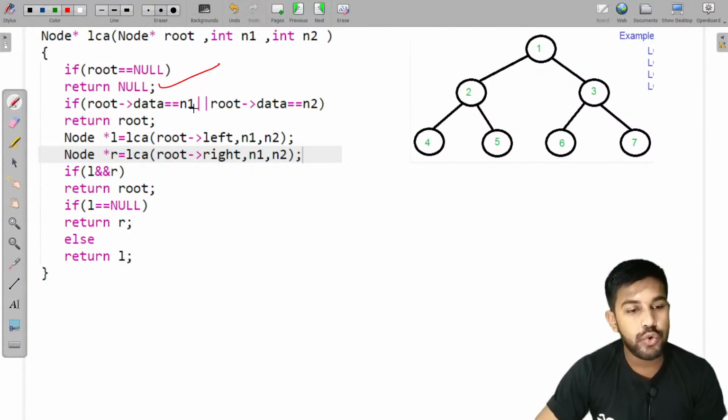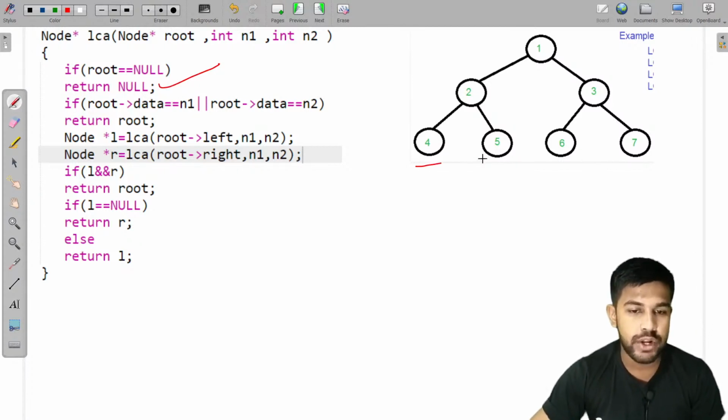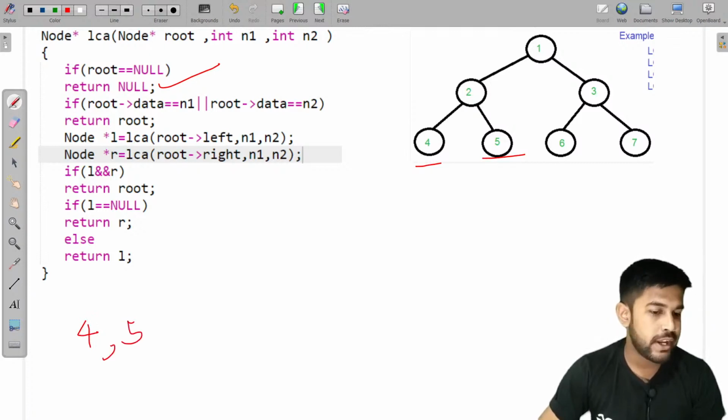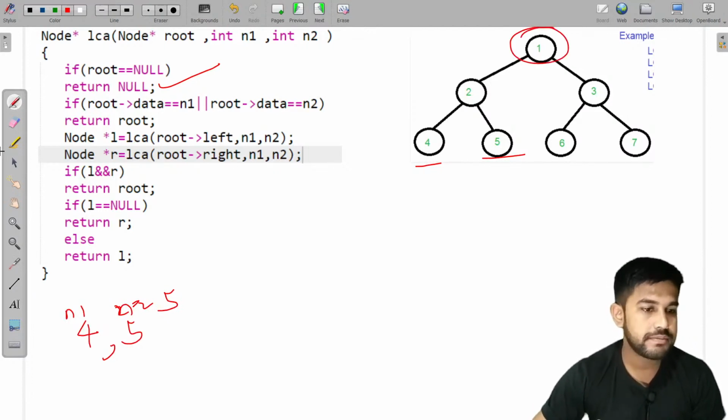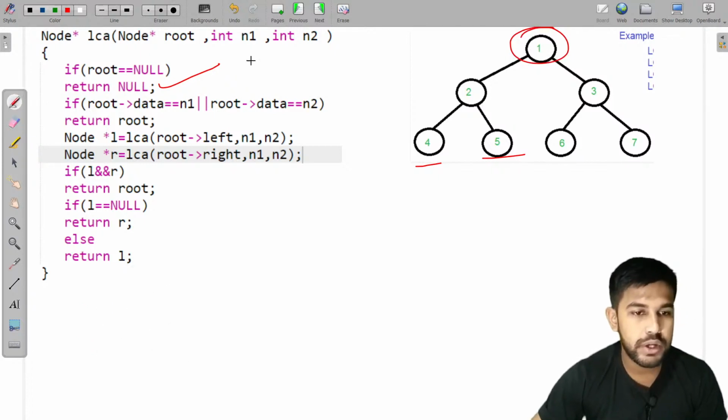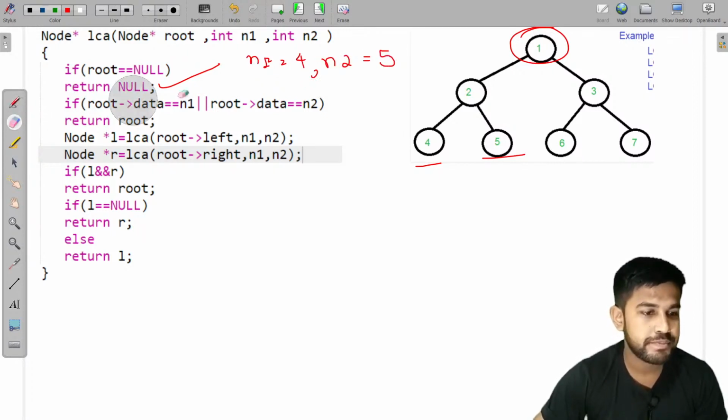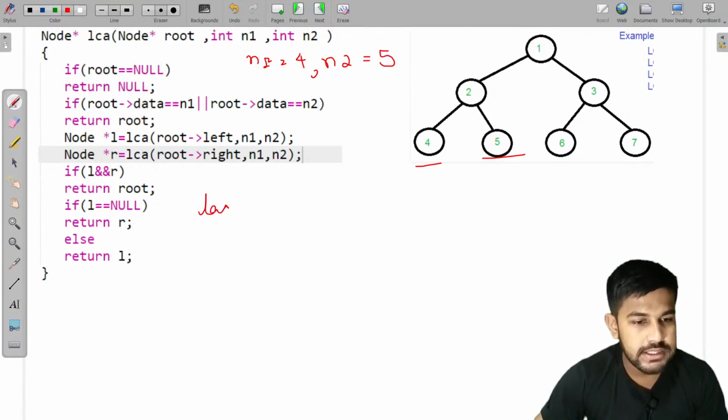Suppose the nodes are 4 and 5, so n1 is 4 and n2 is equal to 5. We would start from the root itself. Let us try writing this: n1 is equal to 4 and n2 is equal to 5. The first thing that we would do is pass the LCA with 1 as root, and n1 would be 4 and n2 would be 5.